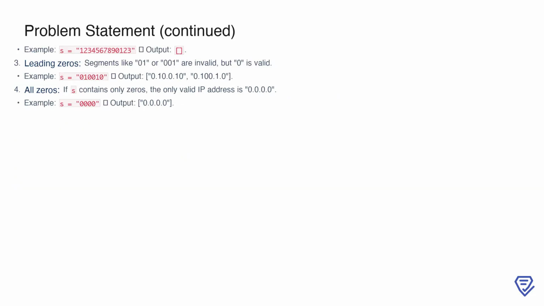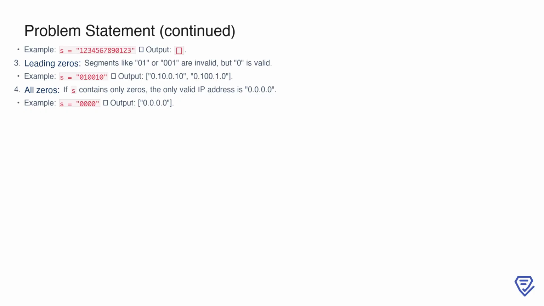Now, let's discuss some edge cases. If the input string S has fewer than 4 characters, it's impossible to form a valid IP address because you can't create 4 segments. For example, with S equals 123, the output will be an empty list. Similarly, if the string is too long, such as S equals 1234567890123, it's also impossible to form a valid IP address since there are not enough digits to divide into 4 segments while keeping each segment within the range 0 to 255.